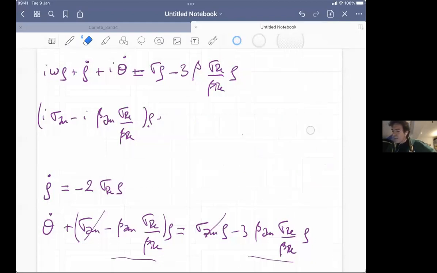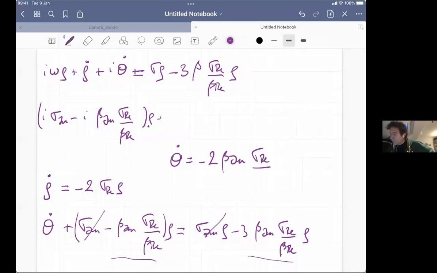So at the end, the equation for theta dot is equal to minus 2 beta imaginary sigma real over beta real times rho. Let me check that I didn't make a mistake. I don't know if someone follows me, but it seems to be correct. So at the end, if everything is okay, I go back to my slide.